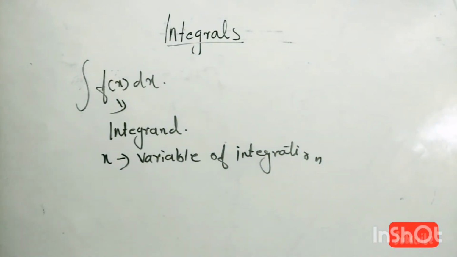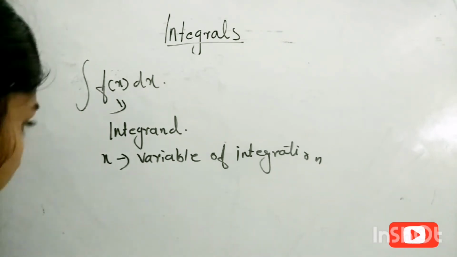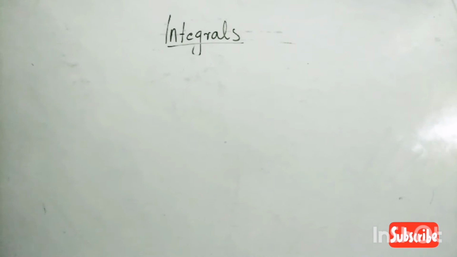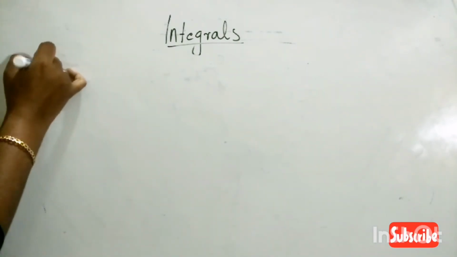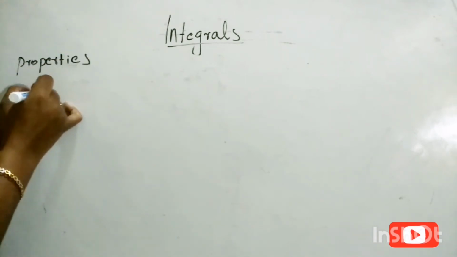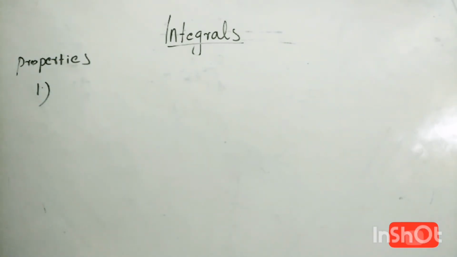Now, integration is actually the process of finding the integral. Now, the properties of integration. Some properties of indefinite integral that we are going to discuss. First one, the processes of differentiation and integration are inverse of each other in the sense of the following result.